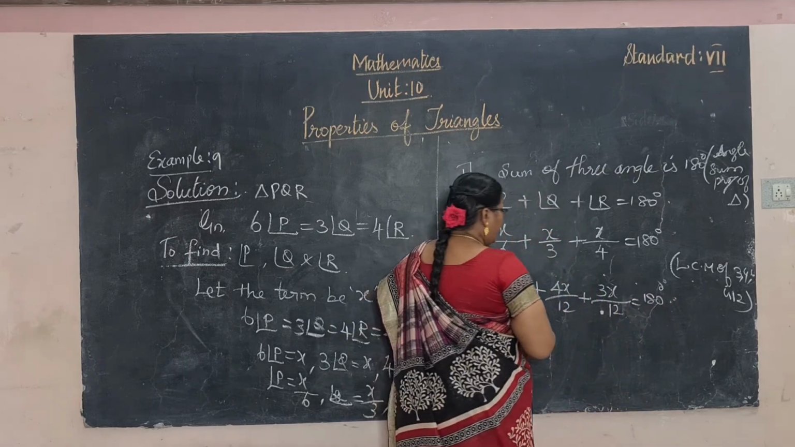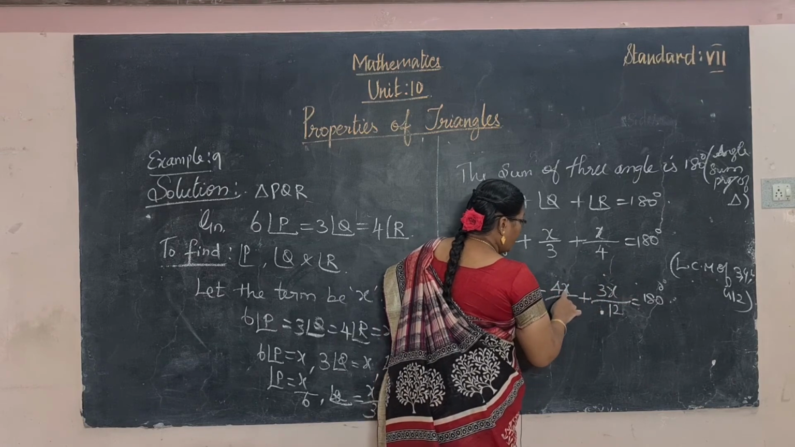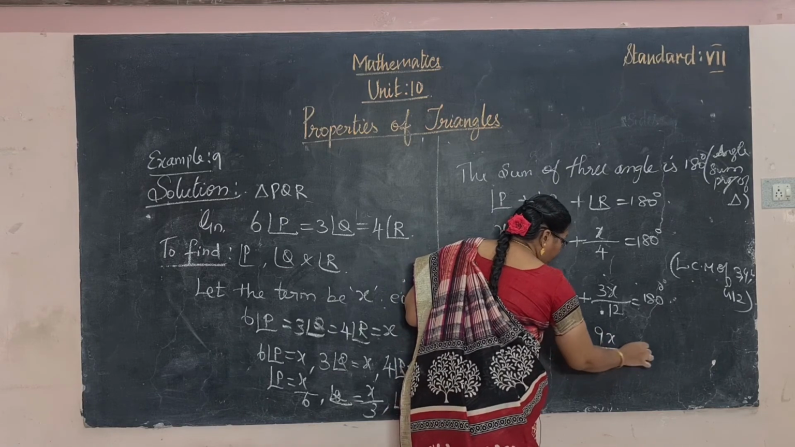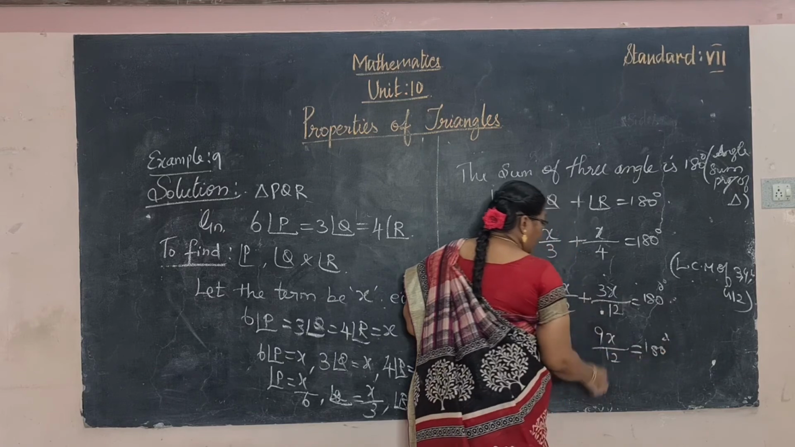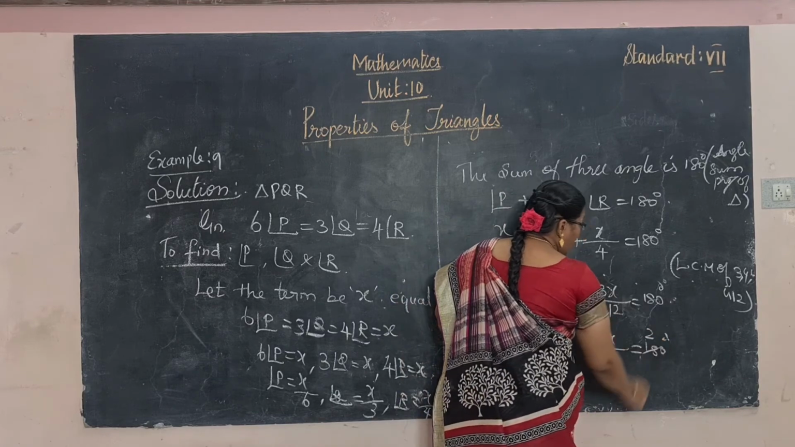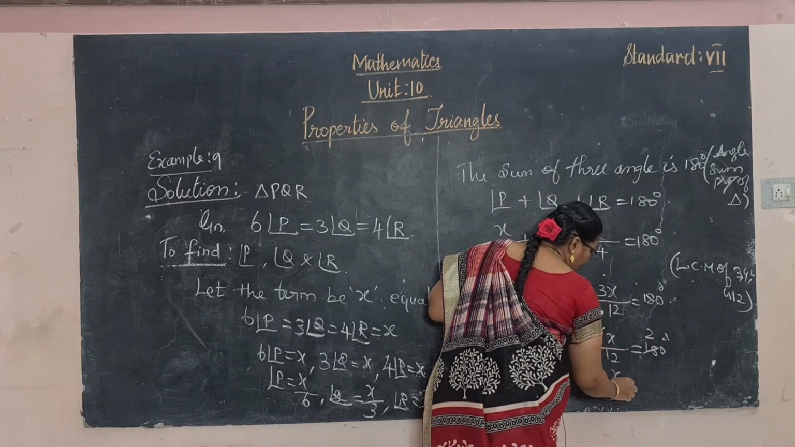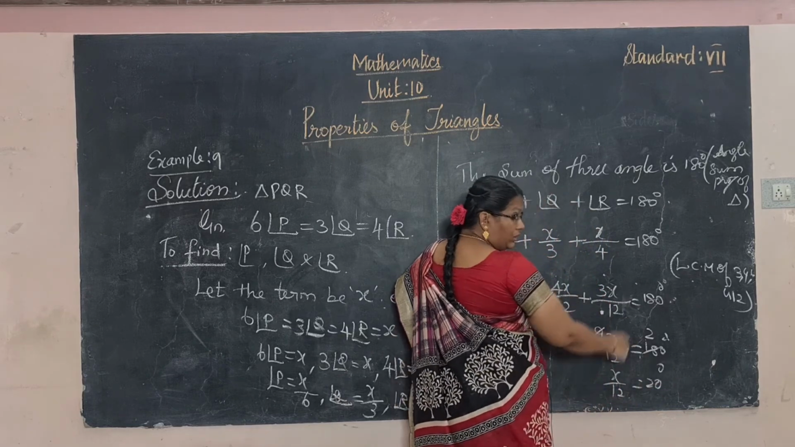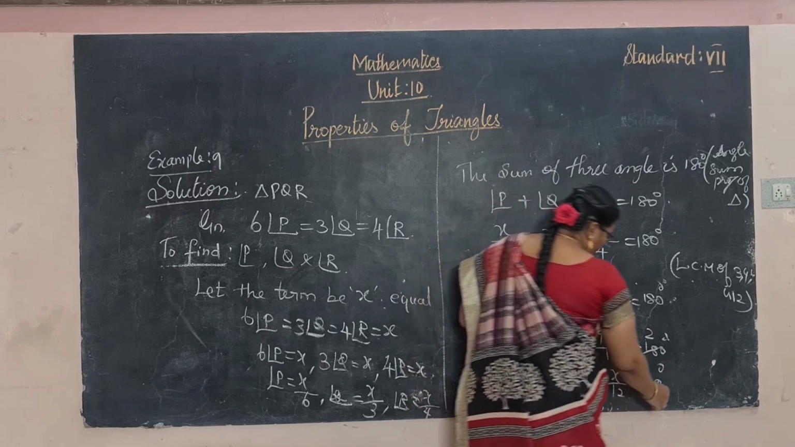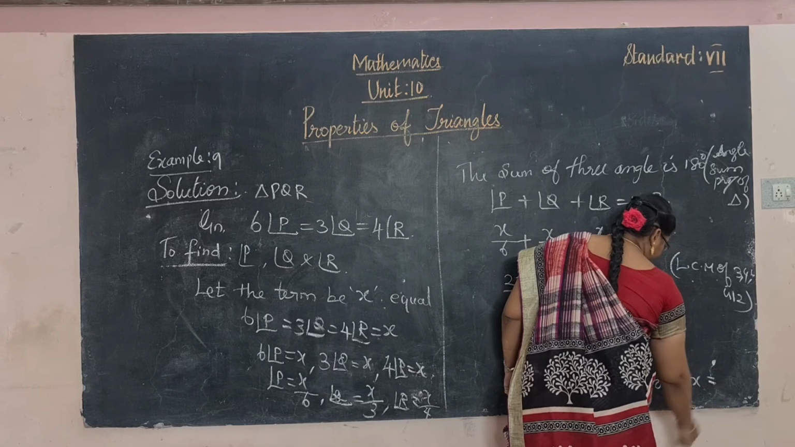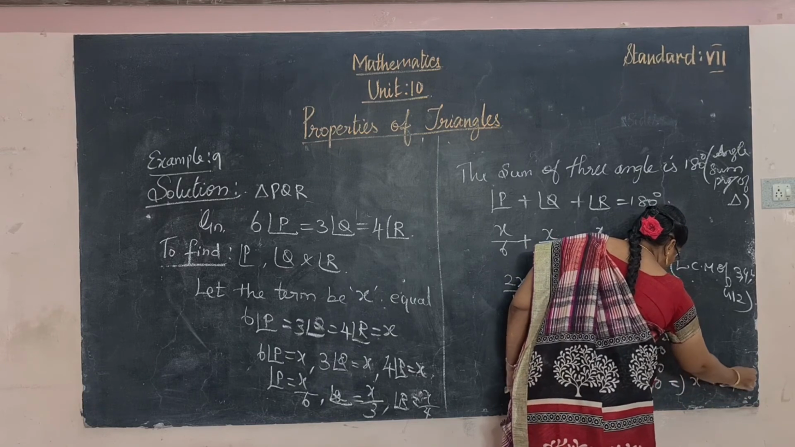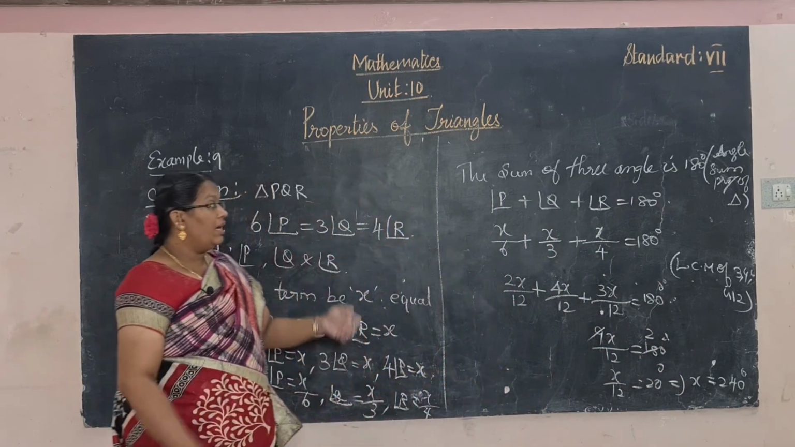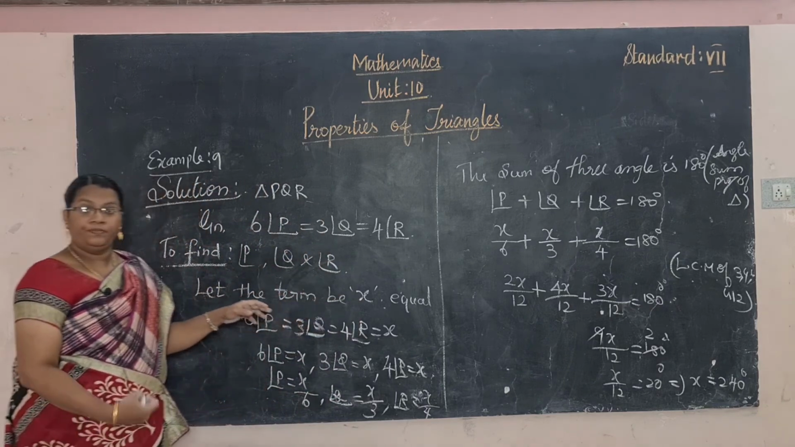Now the denominator values are equal, so we add the numerators. 2x plus 4x is 6x, 6x plus 3x is 9x, divided by 12 equal to 180 degrees. Cancelling in the 9 table, 9 twos are 18, so x by 12 is equal to 20 degrees. Cross multiplying, the denominator moves to the other side by the transpose method, so x equals 240 degrees.